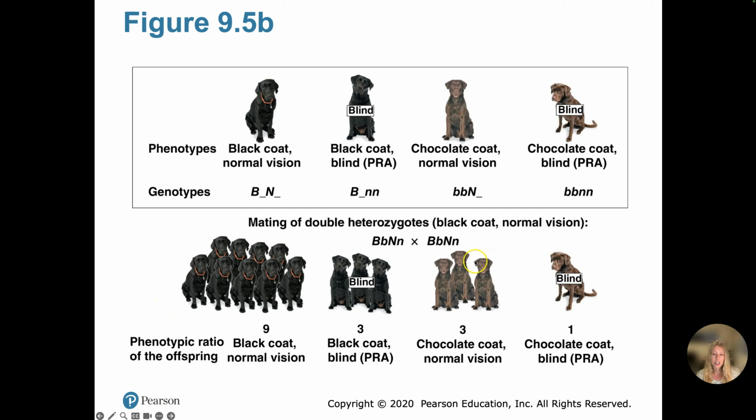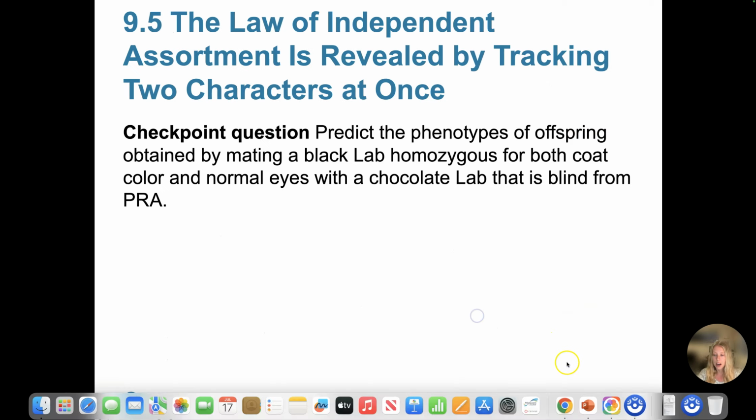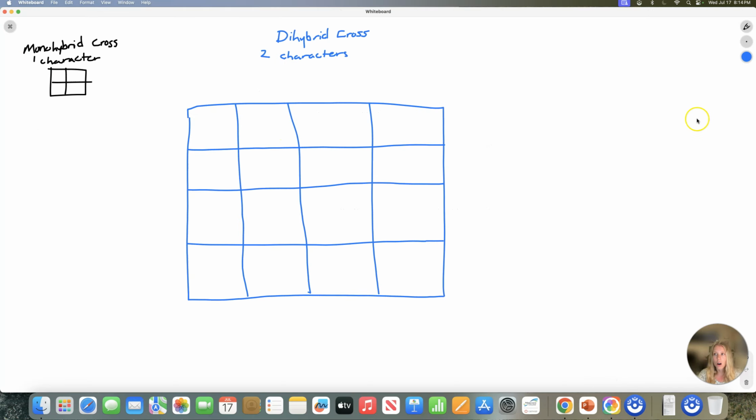This down here is the actual results from the cross. Don't pay attention to that right now. I'm going to go ahead and show you how to set this up on the whiteboard. So we have our dihybrid cross for coat color and vision in labs.